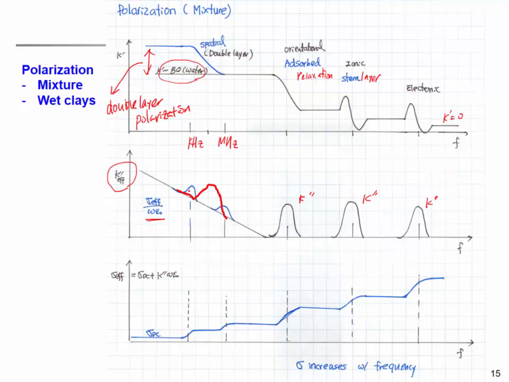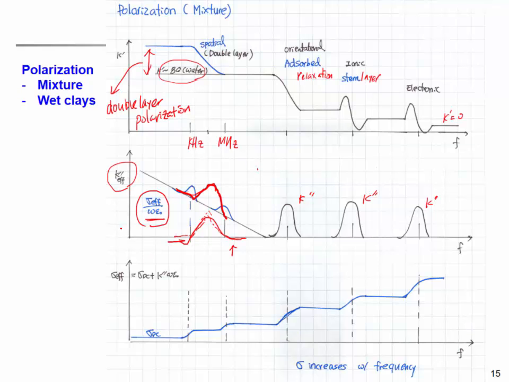And you have another, so ignore this blue line, you have another bell-shaped curve. This should be originally like this for the relaxation, but because of the conduction loss, this increases with decreasing frequency. Right? So conduction loss is this one: conductivity over omega and epsilon naught.